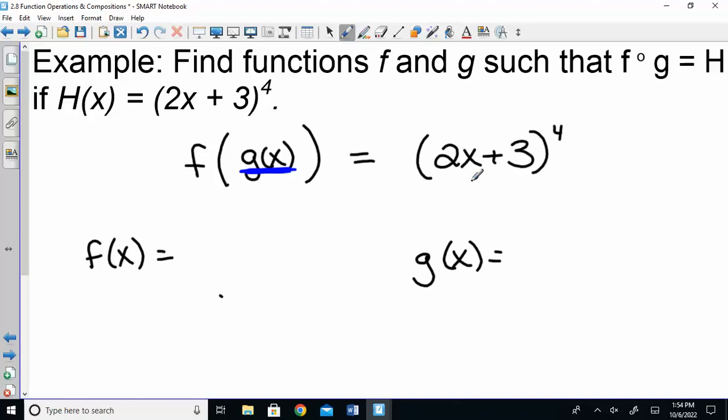Would you start out doing 5 to the 4th? Yeah, if I put in a 5, you would do 2 times 5 plus 3, get that answer and take it to the 4th, right? So the inside is where you start. So that's my g of x. So you could make it just the 2x. I like to just do the whole inside, like being the inside of my parenthesis. So my g of x, the inside function, the first thing you do, could be 2x plus 3.